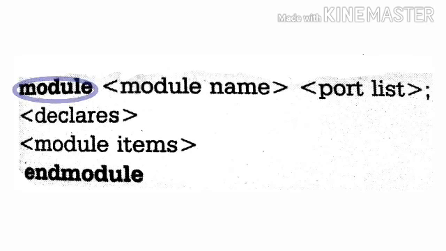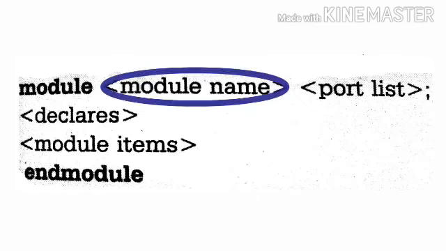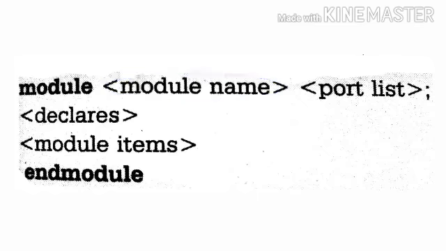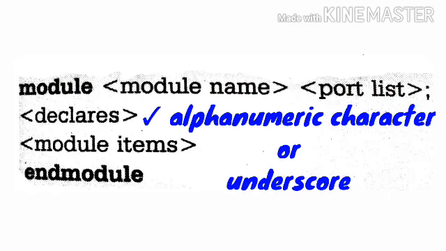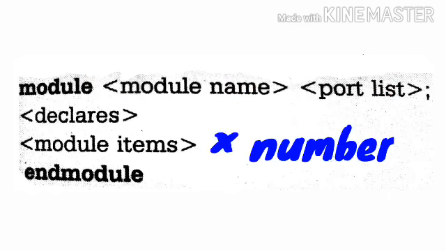As you know, the structure starts with the keyword module followed by the module name, which is an identifier. The module name can be selected by the user. Identifiers are composed of alphanumeric characters and the underscore. It must start with an alphabetic character or an underscore but cannot start with a number.